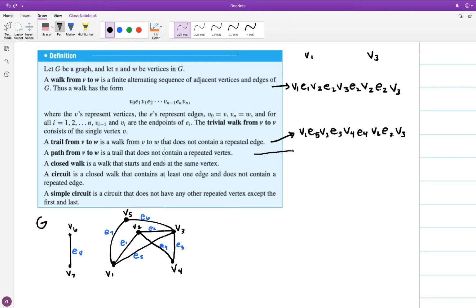Now a path is going to be a trail that does not contain a repeated vertex. So you don't repeat any edges and you don't repeat any vertices. So let's go from V1 to V3 in that manner.